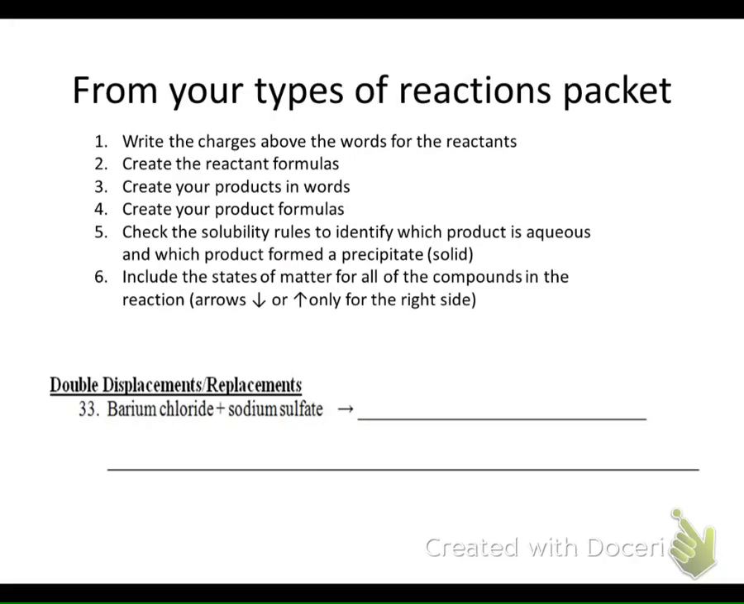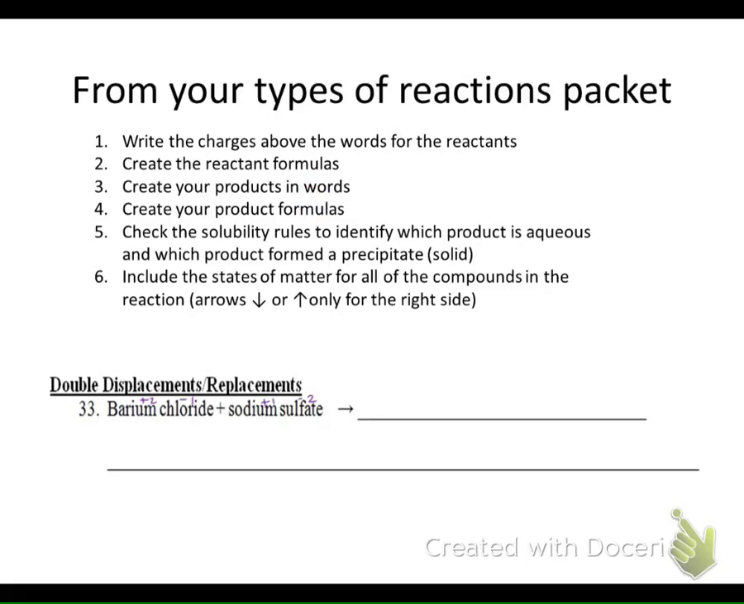So from your types of reactions packet, number 33 is our double displacement start. So here's how I would like for you to do your double displacement reactions. You're going to get this example down, and then we're going to practice the rest in class together. First you want to write the charges above the words for the reactants, and that should be old news. You should know that that's exactly what you're doing for all of these all the time. So we're going to write our charges above the words here, so we know barium's a +2 and chlorine's a -1, sodium's a +1 and sulfate's a -2.